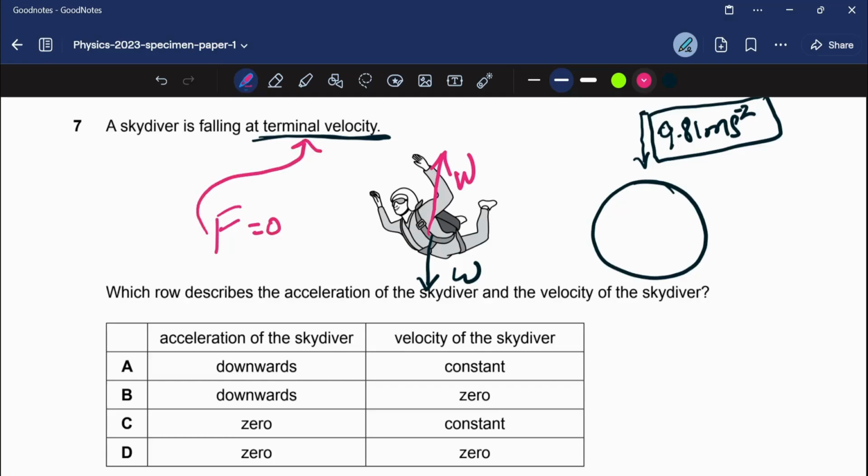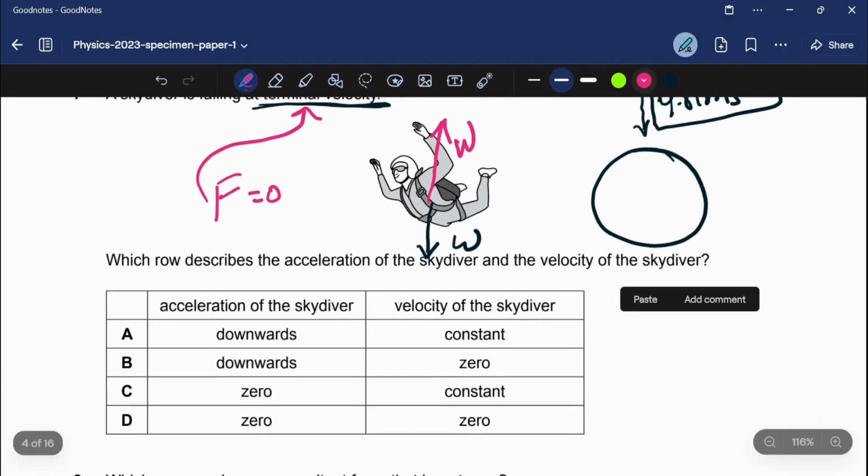Now, the skydiver will keep on cruising at that particular velocity, which we call terminal velocity, and it will not change because the acceleration and the resultant force are zero. See, this is the concept of terminal velocity.